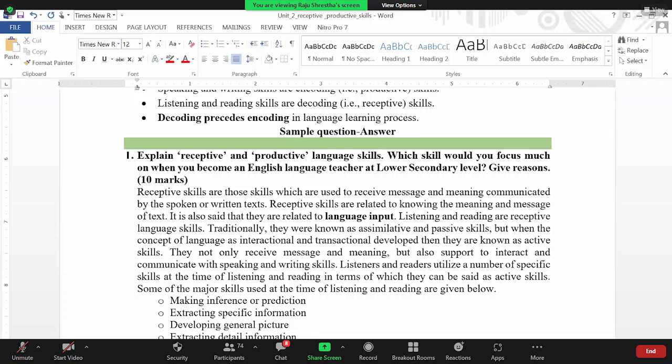they are active skills. This means when students listen, immediately they think about the response, they bring a kind of response in their mind. So because of this, listening is not a passive skill, listening is an active skill.